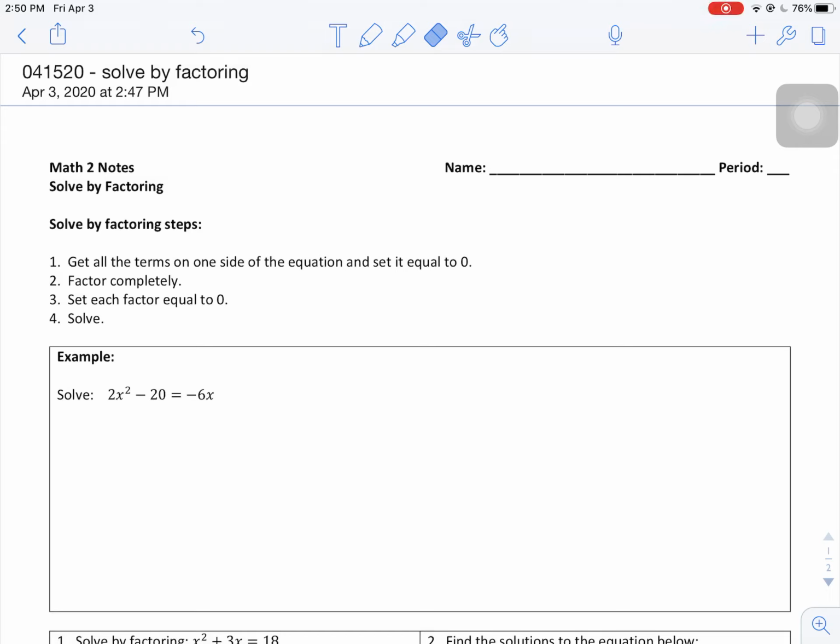Solve by factoring. Step 1. Get all the terms on one side of the equation and set it equal to 0. Step 2. Factor completely. Step 3. Set each factor equal to 0.